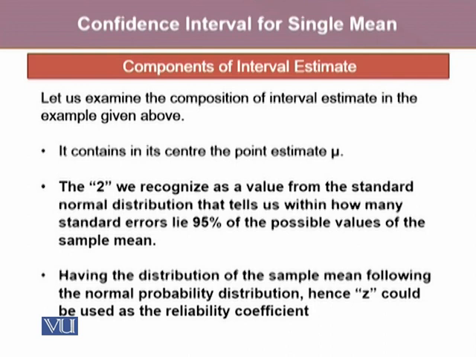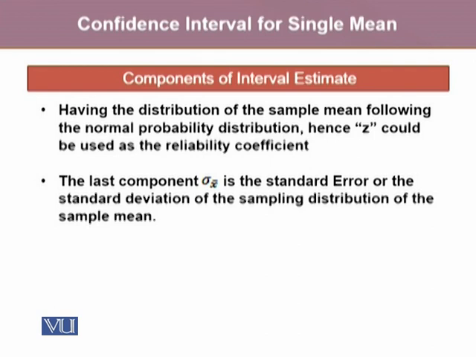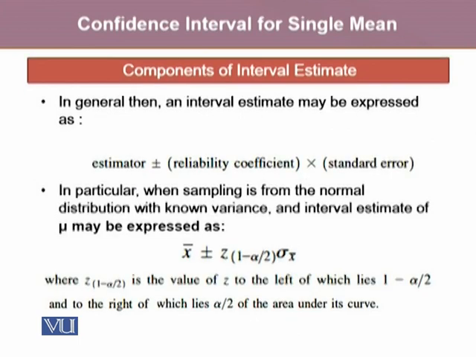There are a few components of any interval estimate. Let us examine the composition of such an interval estimate. It contains in its center the point estimate, that is mu. The z is a value from the standard normal distribution that tells us within how many standard errors lie 95% of the possible values of the sample mean. Since the distribution of the sample mean follows the normal probability distribution, z can be used as the reliability coefficient. The last component, sigma x bar, is the standard error, or the standard deviation of the sampling distribution of the sample mean. In general, an interval estimate may be expressed as estimator plus minus reliability coefficient times the standard error.